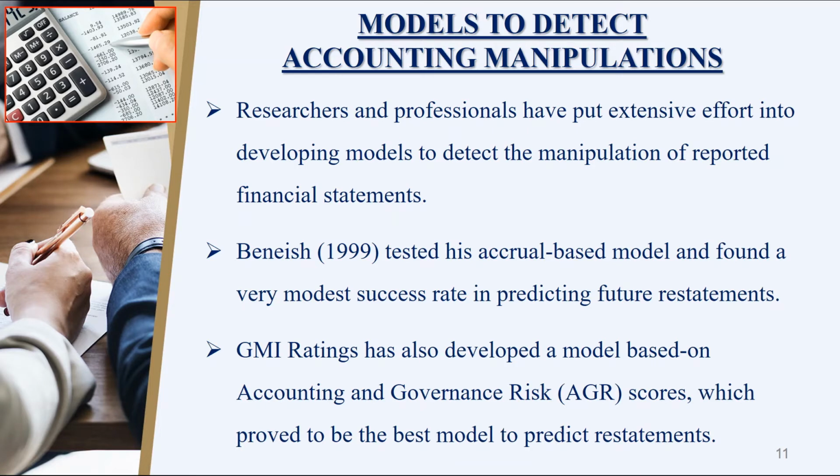GMI Ratings claims that companies that have the lowest score normally account for 31% of all restatements, whereas companies that have the highest score account for only 3.1%. It is also very important to mention here that high risk companies are substantially more likely to face a restatement than low risk firms. So independent testing has confirmed that the accounting and governance risk model is more powerful as compared to the standard accrual based model.